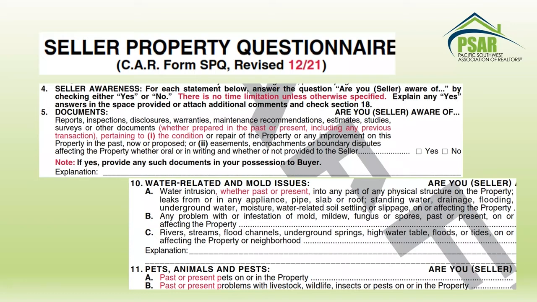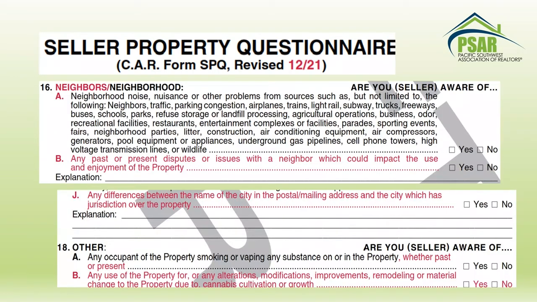And then we have pets, animals, and pests. Okay, they changed. You'll see 11A and 11B, past or present pets on the property, past or present problems with livestock, insects, and so on. Okay, then we go into neighbors and neighborhood.